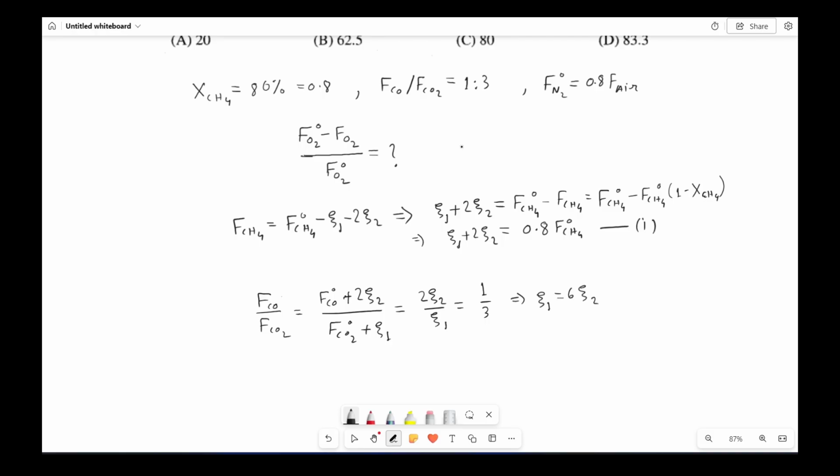So I will write it simply as zeta 1 is equal to 6 zeta 2. Now I can put the zeta 1 value here to get the entire algebraic expression in only one variable. 6 zeta 2, so I'm getting 6 plus 2, so 8 zeta 2 is equal to 0.8 FCH4 naught, which gives FCH4 naught is equal to 10 zeta 2. This is another expression, a single expression. It has only one unknown variable.